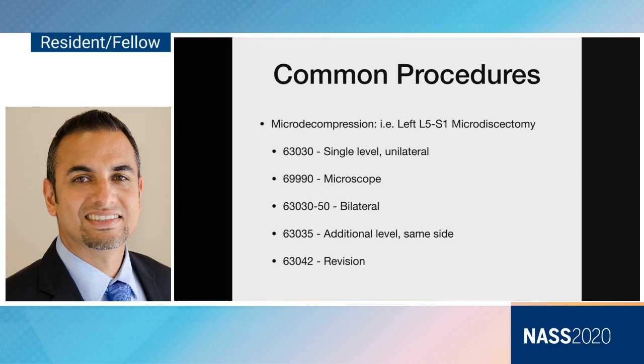The first level gets 63030. The second 2 levels get 63035 times 2. If you're doing a revision procedure for that individual level, it's 63042.